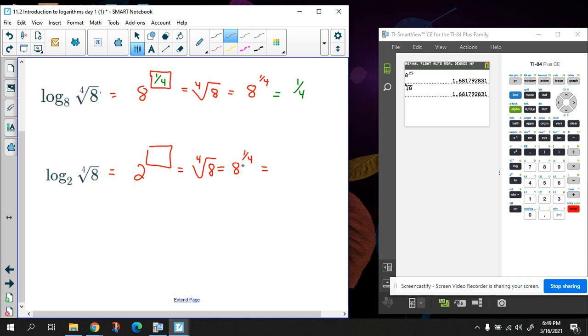However, 8 can be rewritten as 2 to the third power, to the 1/4 power. Why is that helpful? If you remember your rules from the previous unit, we multiply 3 times 1/4, and we now know same base, same exponents. The answer to this one is 3/4.